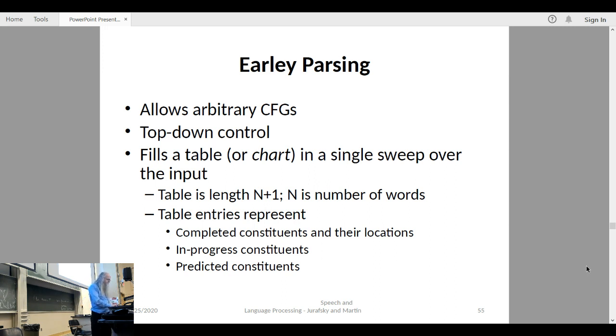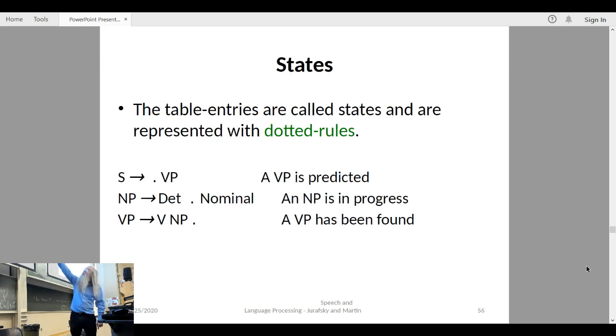These are arguably states, and so what we have is S goes to dot VP, which means that we're looking for a VP, but we're at the very beginning. If the dot was afterwards, it would mean we found a VP because the dot's at the end, after the VP. For the second one there, we've recognized the determiner, but we haven't recognized any nominal. And the last one, we found the full VP because we found a V and an NP. The dot's telling you where you are in the particular rule. So let's actually do this on the board.